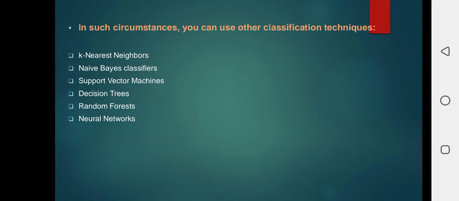Random forest is an ensemble learning method for classification, regression, and other tasks that operates by constructing a multitude of decision trees at training time. And the last is neural networks. Artificial neural networks, or neural nets, are computing systems inspired by the biological neural networks that constitute animal brains.